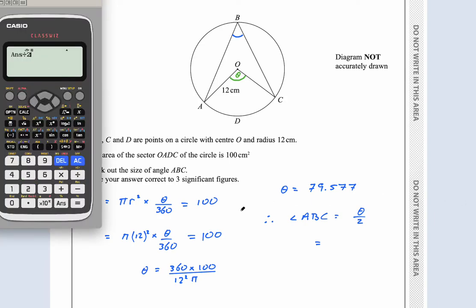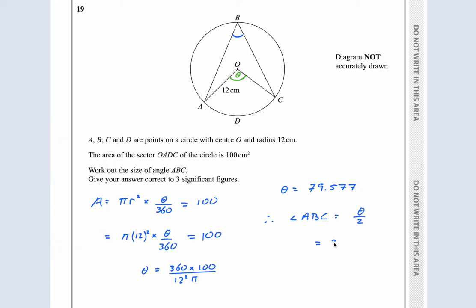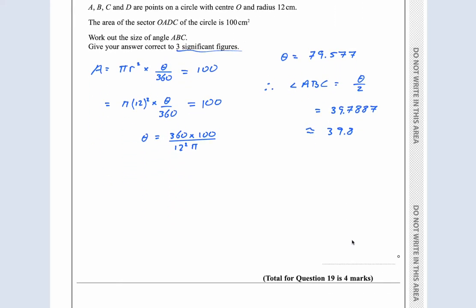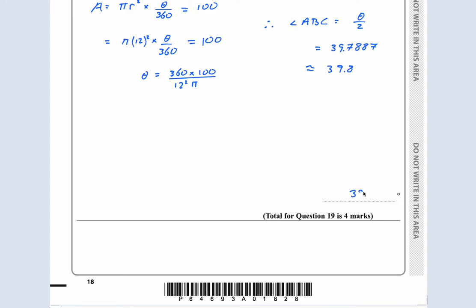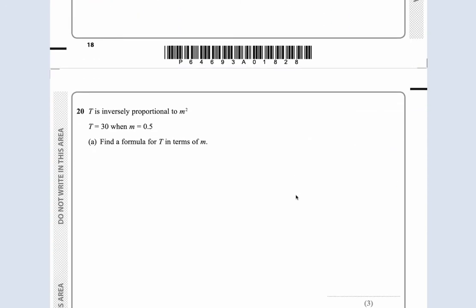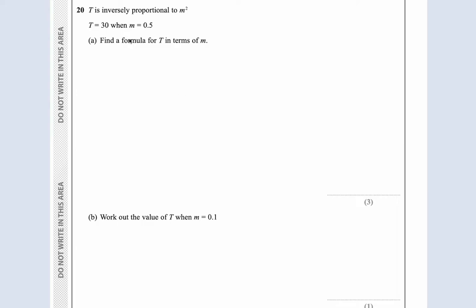Okay, so I need to divide this by 2. So let's go back. Divide by 2 back to here, and I'm going to divide by 2 again, and I get 39.7887. He says to 3 significant figures, so I'm going to go with 39.8. 1, 2, 3rd significant figure, and I round it up to 8. So 39.8 degrees. Okay.